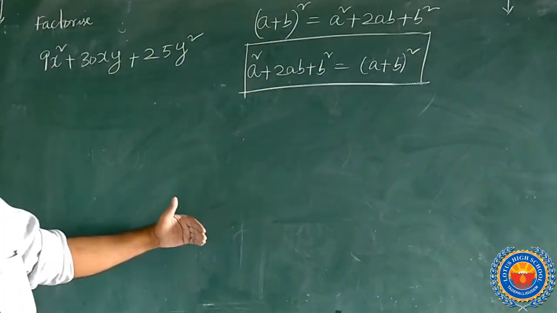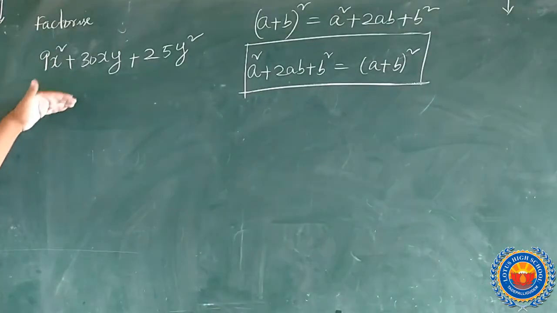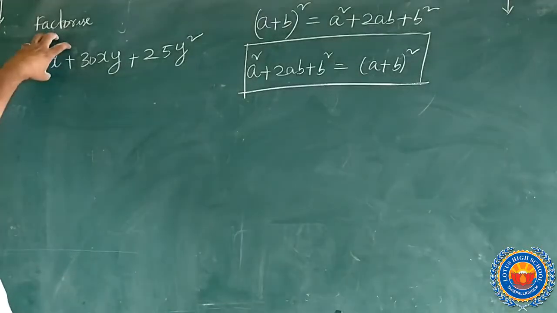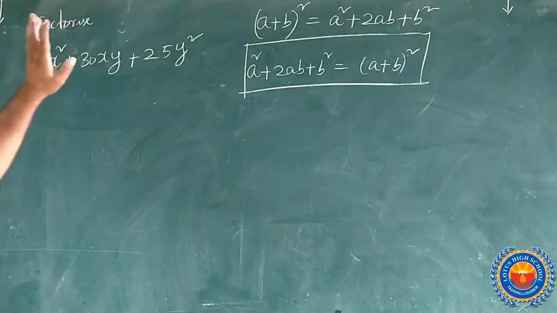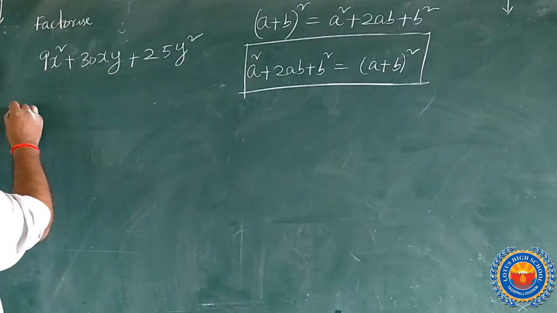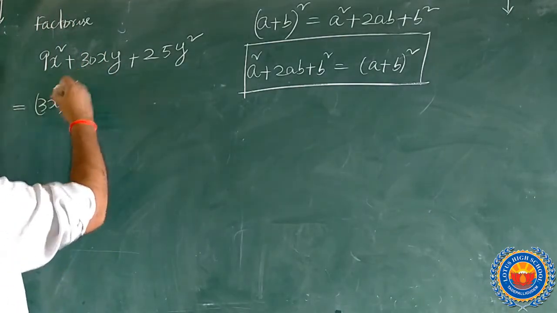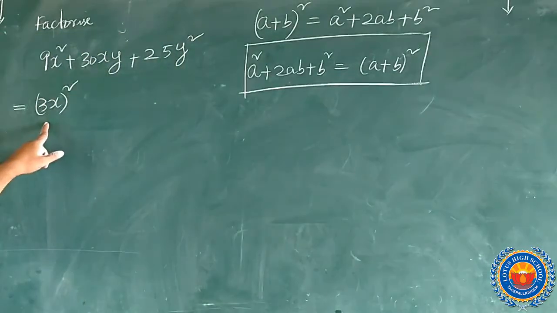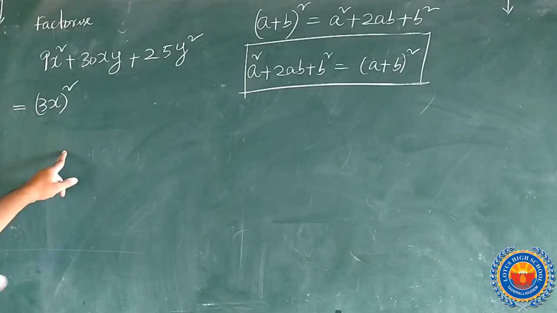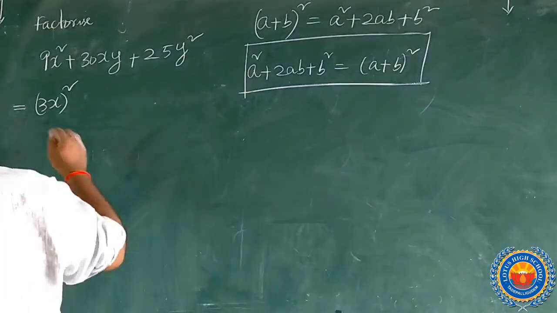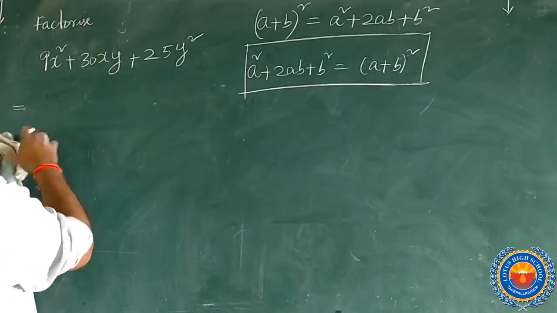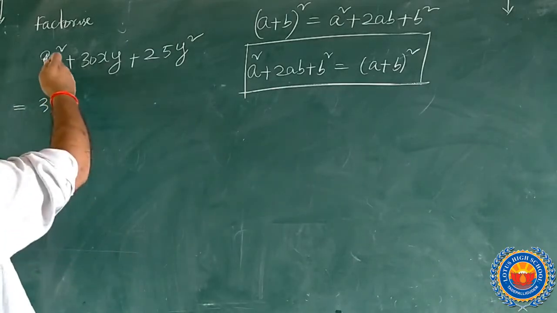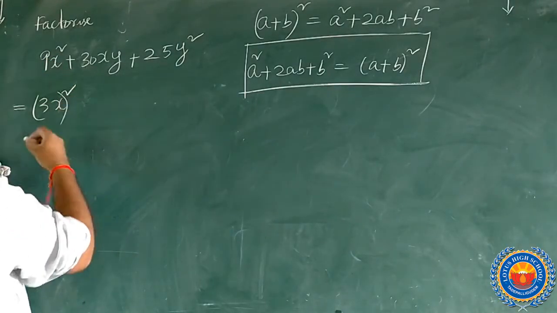Once again, one more sum. This is also factorization by using a suitable identity. Which identity is suitable? Maybe 9x square is a perfect square. 9x square, I can write 3x whole square. The brackets are very, very important in mathematics. If you are not using this bracket, if you are writing like this, there is no meaning. Brackets are very, very important. That's why 9x square is nothing but 3x whole square.